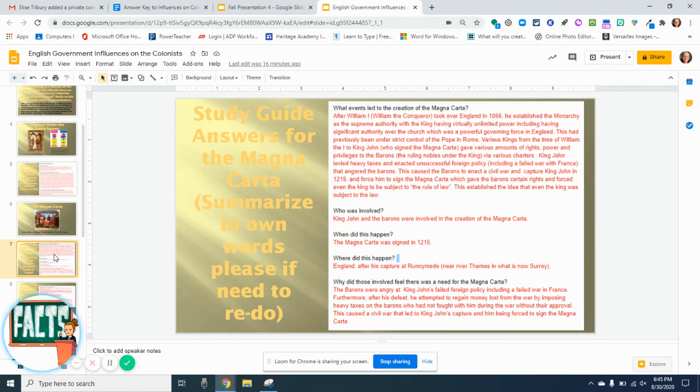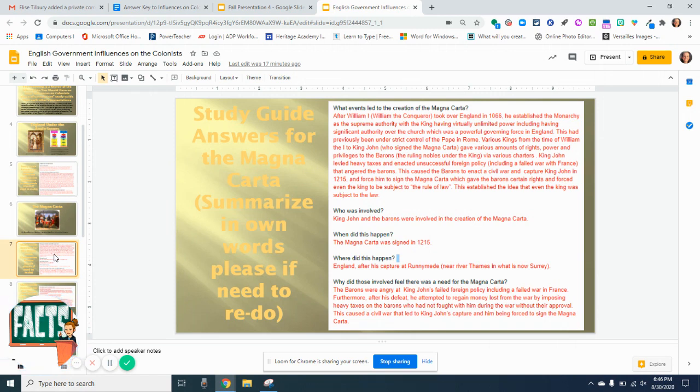So after William the Conqueror took over England in 1066, he established a monarchy with the supreme authority, with the king having virtually unlimited power, including having significant authority over the church, which was a powerful governing force in England. This had previously been under the strict control of the Pope in Rome, but we see a lot of tensions between the king and the Roman Church, kind of vying for power.